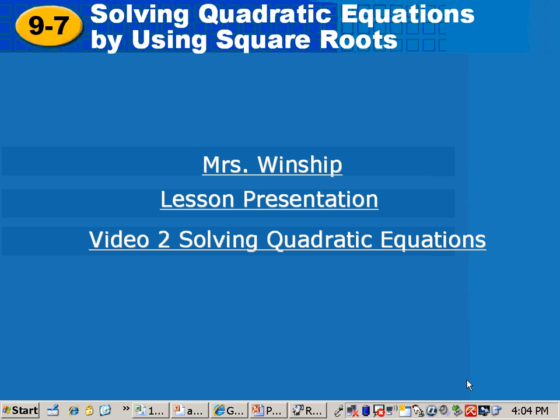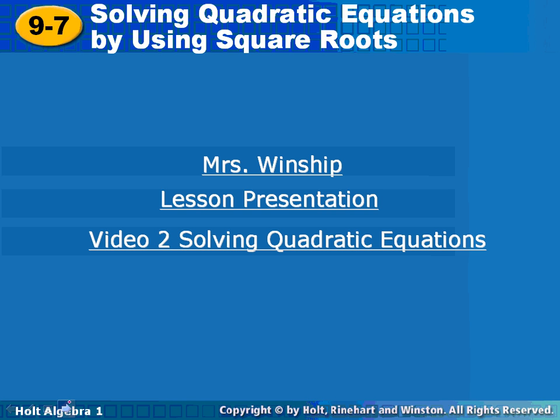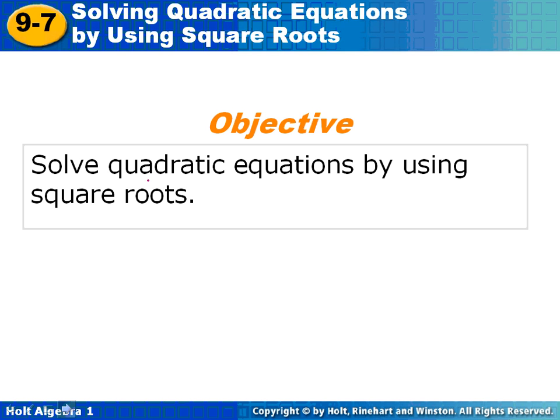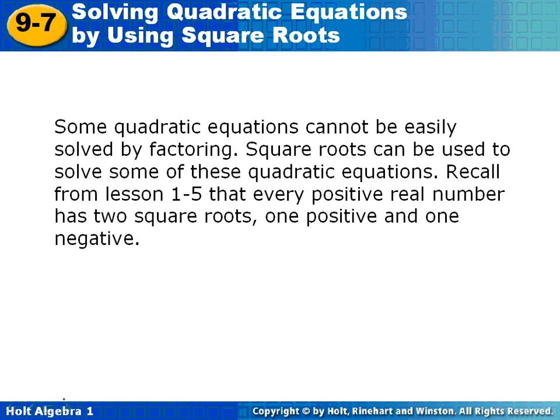Okay, so what we're going to talk about today is solving quadratic equations by another method, a second method, instead of just factoring. That method is going to be by square roots. Some quadratic equations cannot be solved easily by factoring, so we need another method. Every positive real number has two square roots, one positive and one negative.